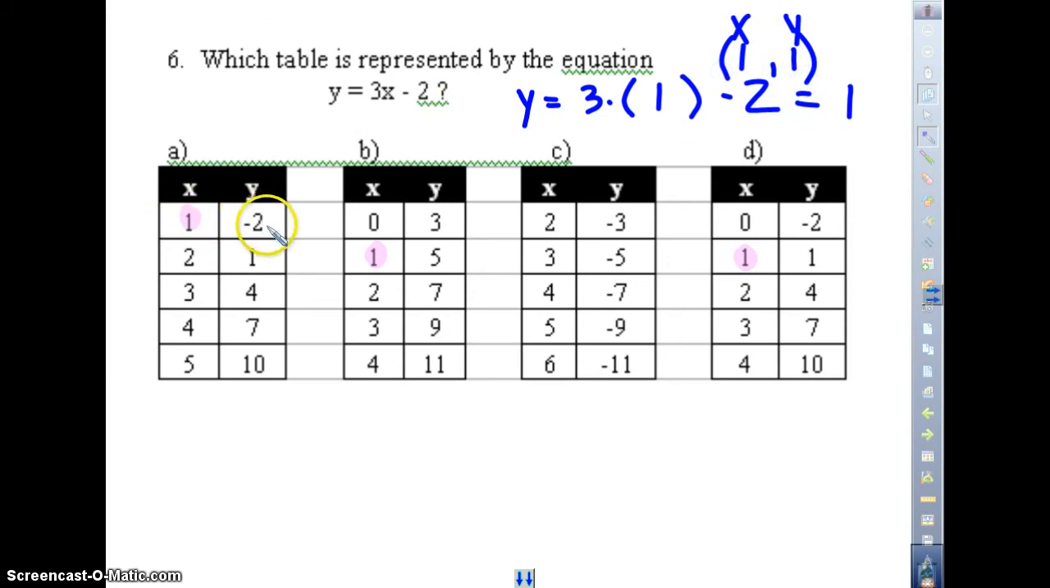Okay, it doesn't work out here. I need an x1 and a y1. Well, that's not going to work, so it's not A. x1, y1. Nope, that one doesn't work. A y of 5 doesn't work. I don't have a 1 here.